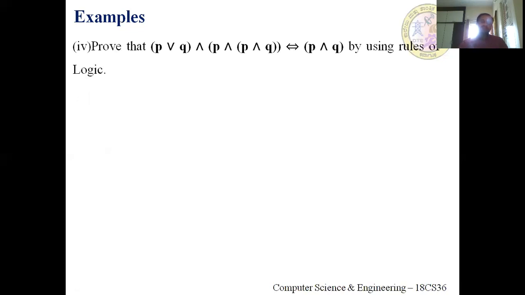Next, we consider one more example, that is P or Q and P and Q is logically equivalent to P and Q.